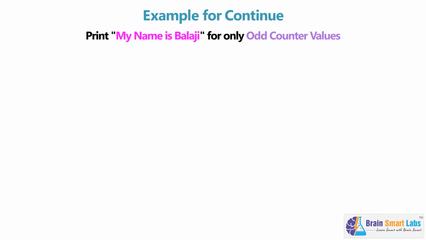Example for continue in Java. Write a program to print my name is Balaji only for odd counter values. You mean only odd counter values? How can we do that?